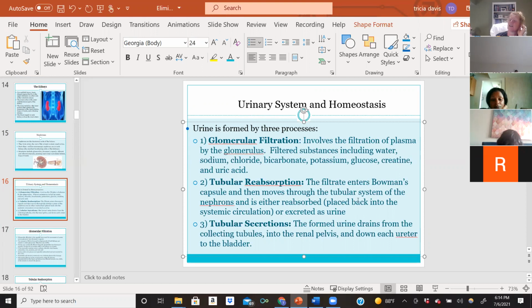And if you remember when we talked about homeostasis, there were certain times if our body needed something, we would reabsorb it because we needed it. And if we had enough of it, then we would excrete it and get rid of it. So this is kind of like that feedback mechanism system. And then we have tubular secretion. This is where the formed urine drains from the collecting tubes into the renal pelvis and down each ureter to the bladder.